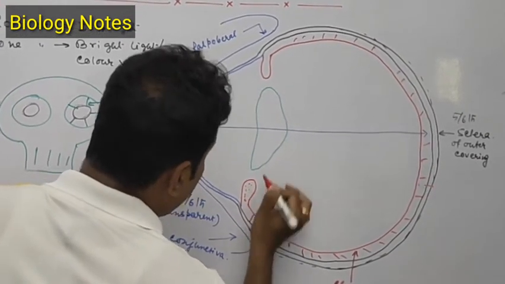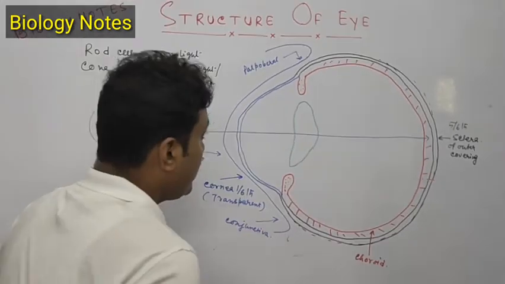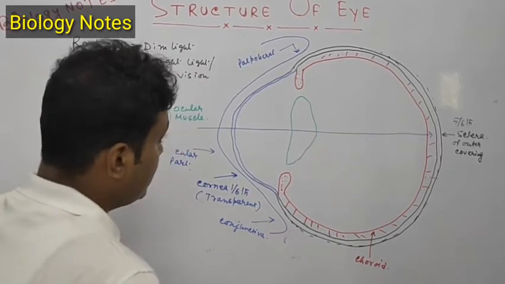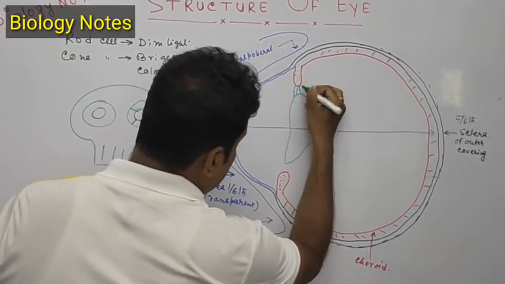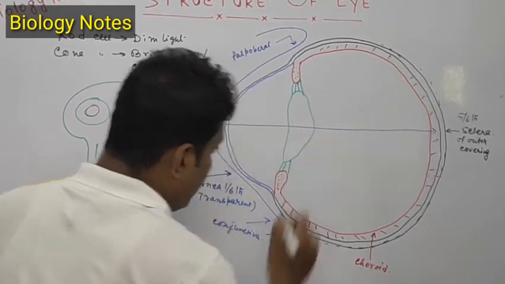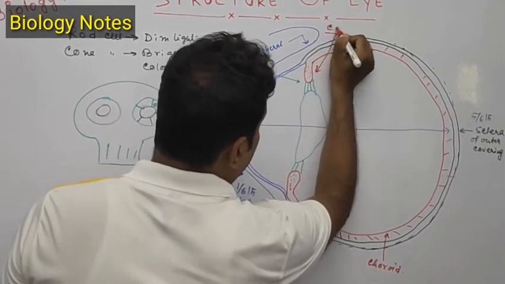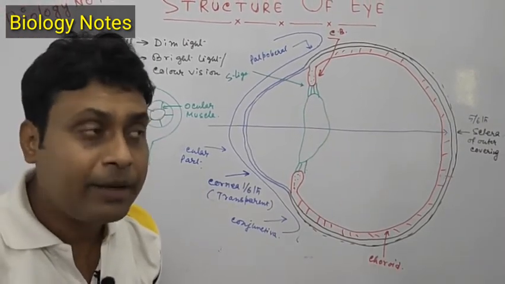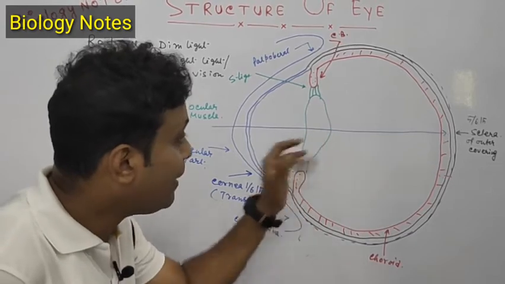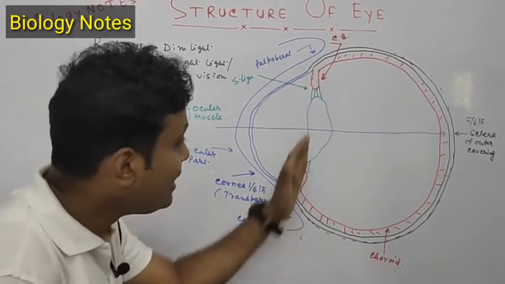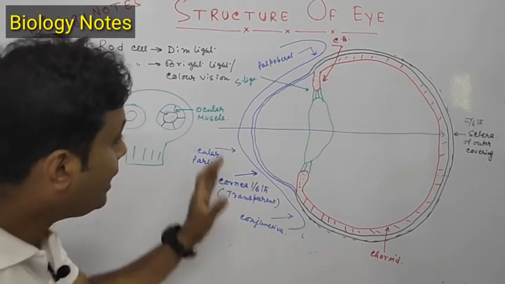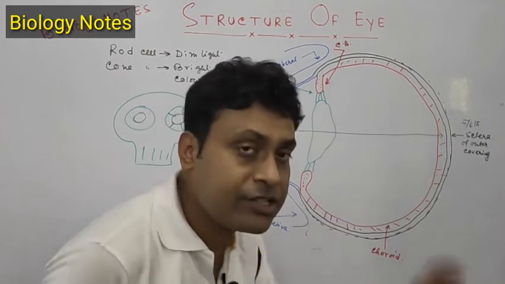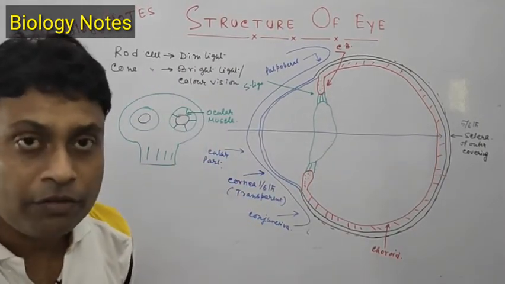Okay, so this is actually the ciliary body, and the ciliary body is connected with the suspensory ligament. The suspensory ligament holds the lens in a particular position in our eyeball, and the lens is also transparent, so the light can pass through the cornea and then to the lens, and then ultimately strike the interior layer of our eyeball.